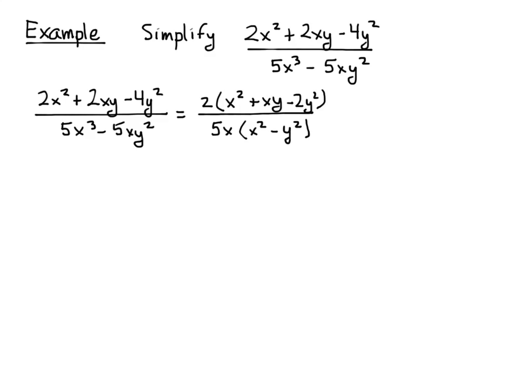And now I have to factor both the numerator and the denominator a little further. That x squared minus y squared, that's the difference between two squares, so that one's easy. That goes to x minus y times x plus y. But the one on the top is perhaps a little bit more difficult because it has the y in there.